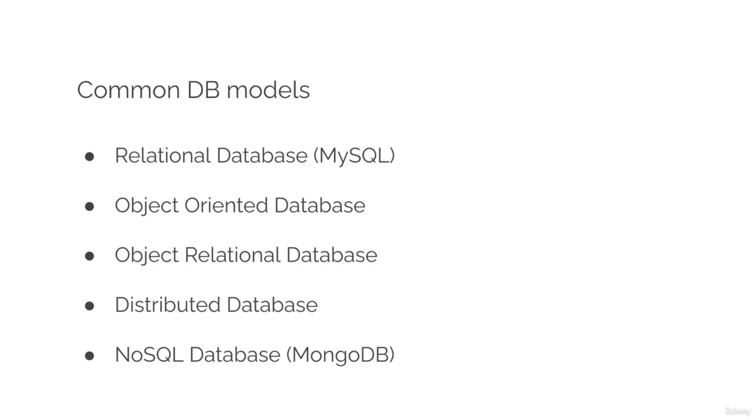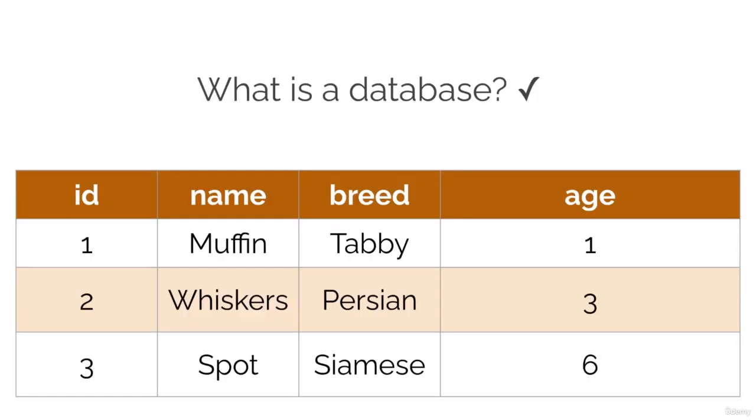Common database models are the relational database, which we've already talked about. One example is MySQL. Other types exist as well, like object-oriented databases, object-relational databases, distributed databases, and NoSQL databases like MongoDB. The relational is the most common, but there are many other types. And that is a database.